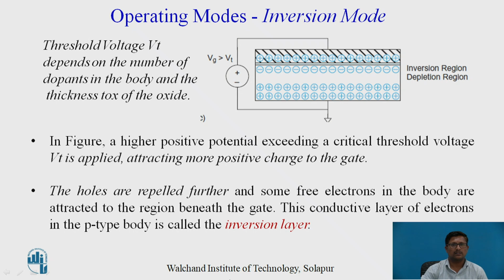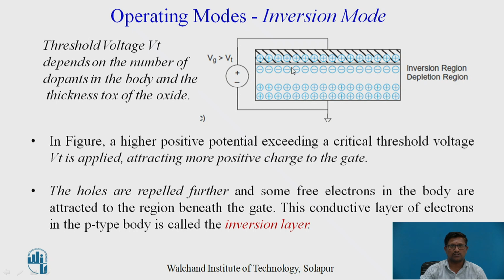Now next, the third one, the inversion mode. In the inversion mode, a sufficiently large voltage is applied, that is, VGS greater than threshold voltage is applied between gate and source terminal. The threshold voltage VT depends on the number of dopants in the body and the thickness TOX of the oxide. Meaning the exact value of the threshold voltage depends on two parameters of the NMOS: the number of dopants in the body and the thickness of the silicon dioxide layer, measured as TOX.